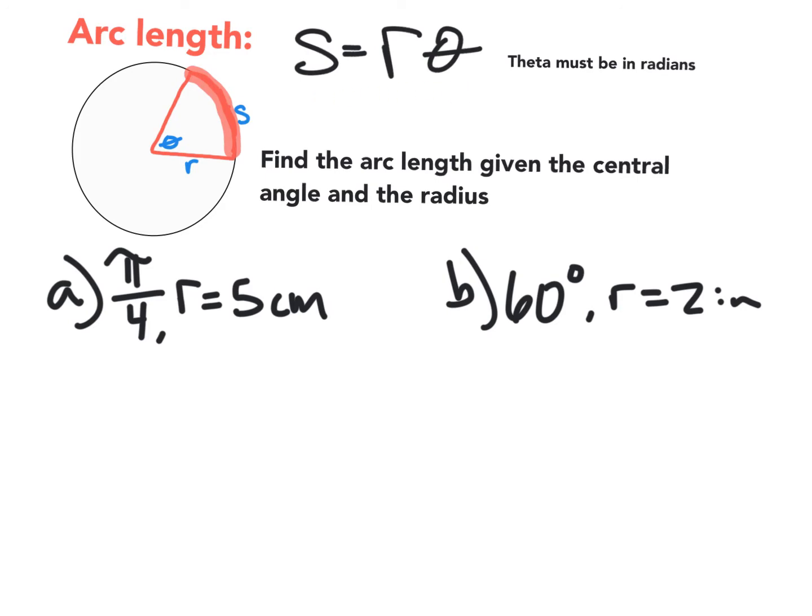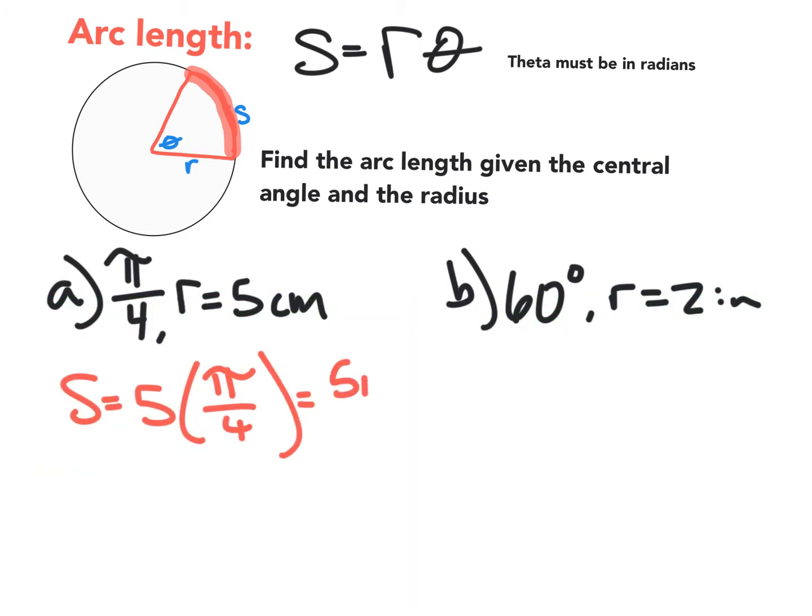S equals r theta, and this theta must be in radians. So let's find the arc length given the central angle and the radius, which are the only two things that we need. In this first problem, the angle that I'm given is already in radians. So the arc length is just the radius times that central angle, which is just 5 pi over 4. But let's go ahead and write this out as a decimal, because that's how we're used to seeing lengths. So 5 pi over 4 is about 3.9 centimeters.